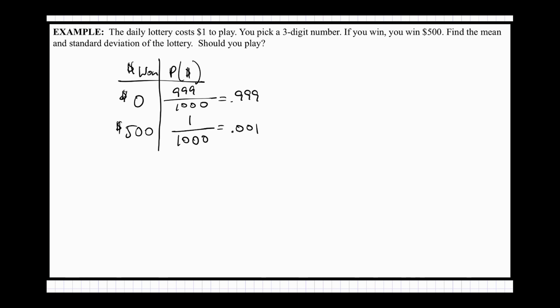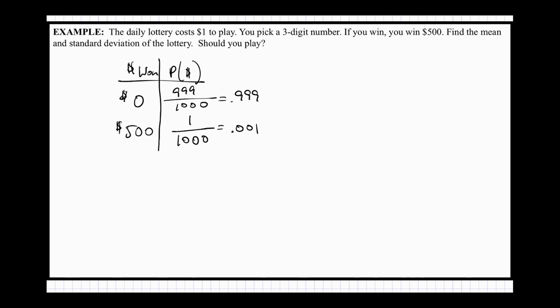Okay. So if I played once, right, you could play more than once. If you had $5, you could pick 5 different numbers, but this is based on once. If you played once, there are two things that could happen. You could win $0, right? That's a loss. Or you could win $500. That's a win, right? There's nothing else that could happen when you play this game.